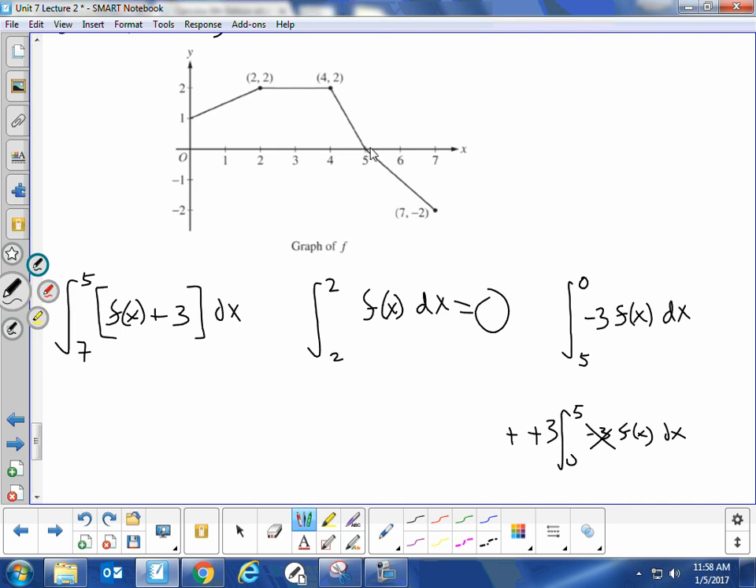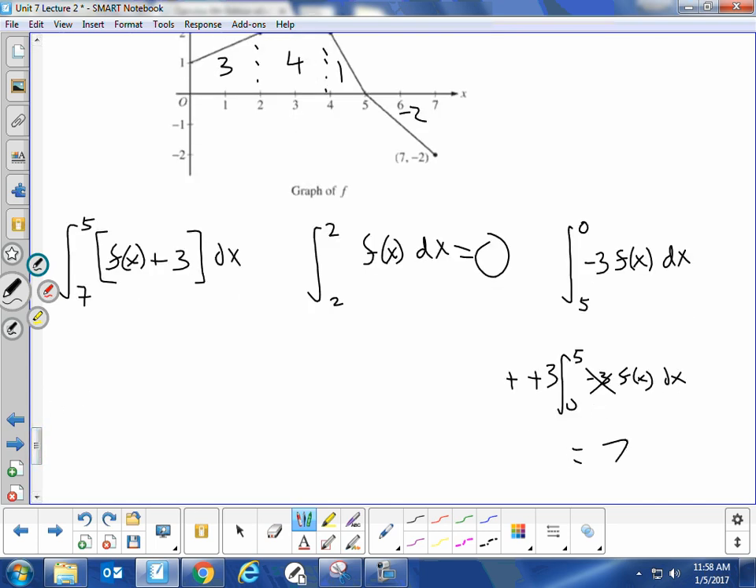What's my area from 0 to 5? Well, let's see. This is a trapezoid with 2 heights, 1 and 2, so this is 3. This is a rectangle, 4. This is a triangle, area is 1. This area down here is -2, so 3 times the area from 0 to 5. This is 8 times 3, which would be 24.